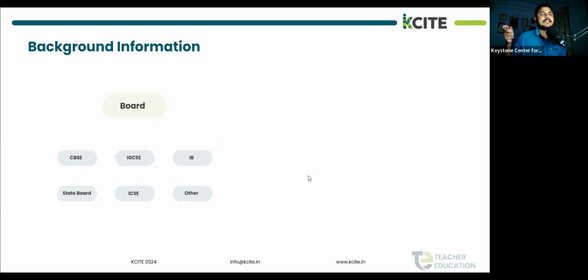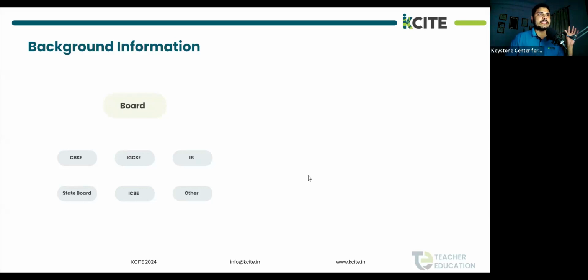your school. Is it a CBSE school, an IGCSE school, an IB school, a state board school, ICSE, or any other? I see there are people joining from different countries, so I would want to understand the background of the institution you're joining us from. I see a lot of CBSE, I guess 100%. I'm seeing all CBSE schools. Any other board that you have?